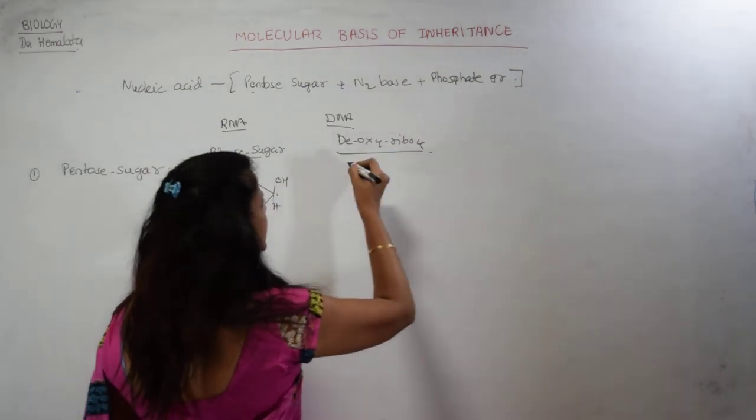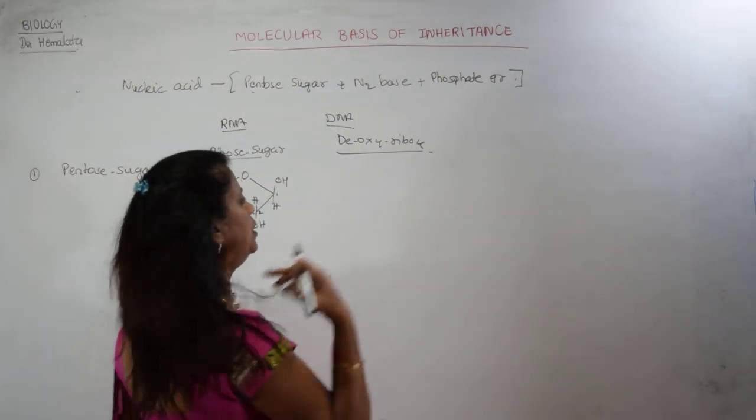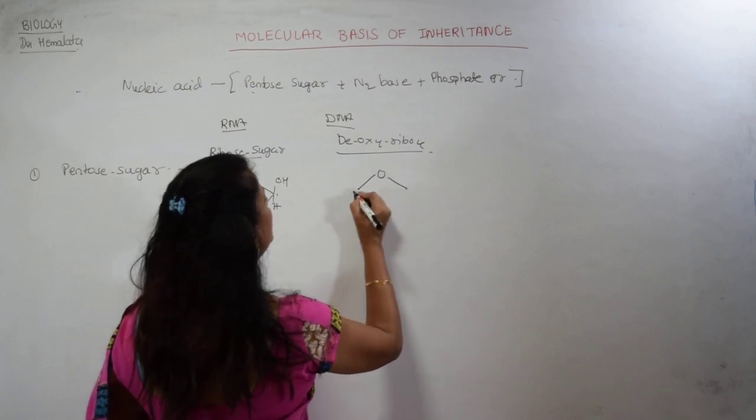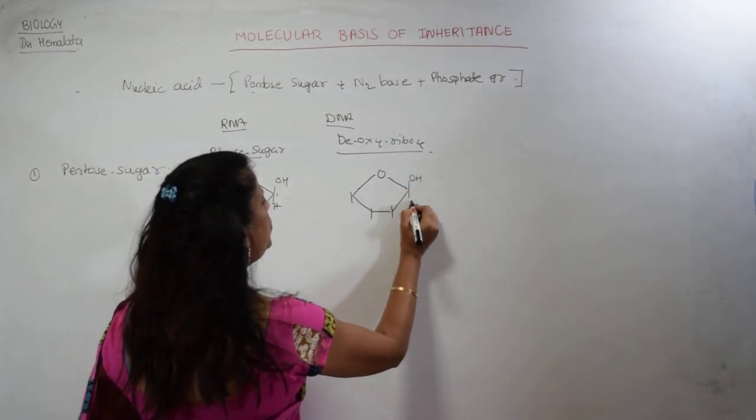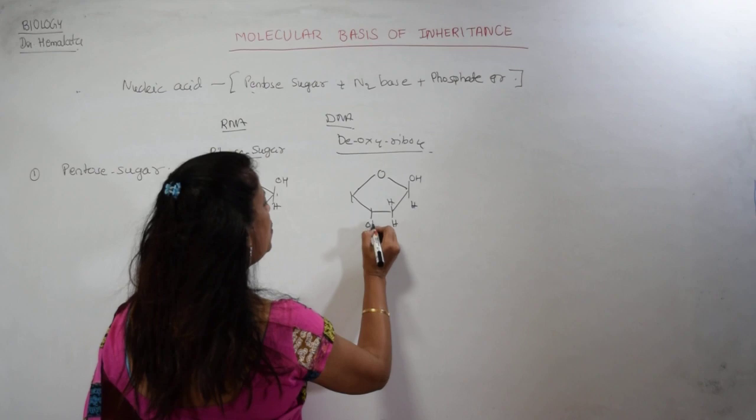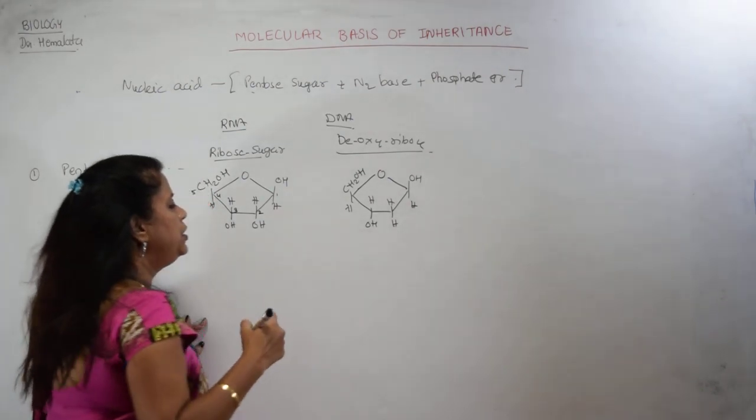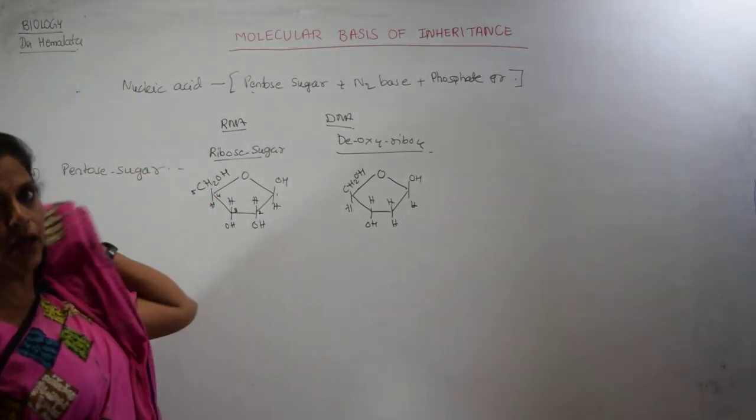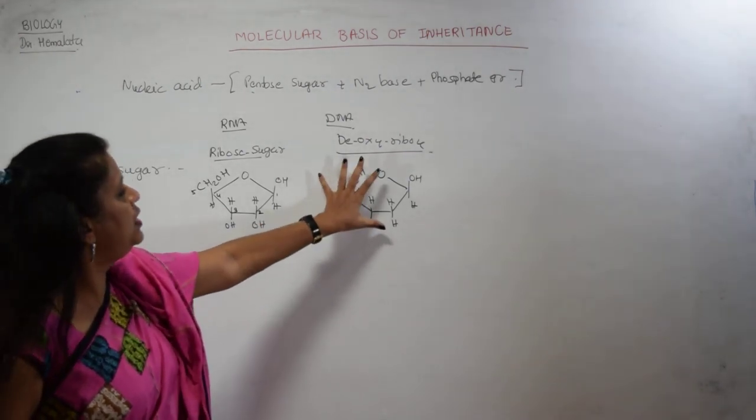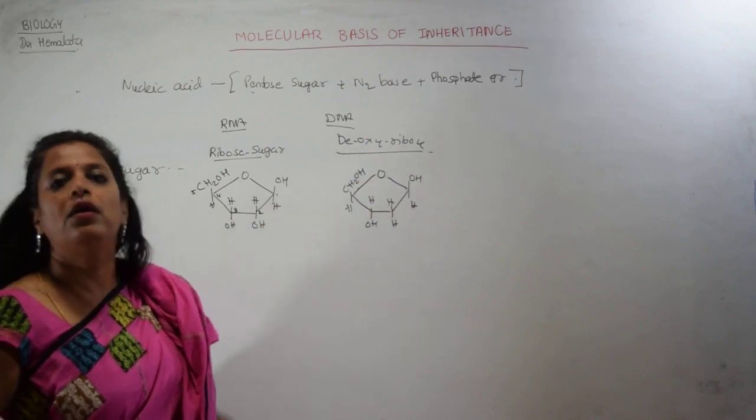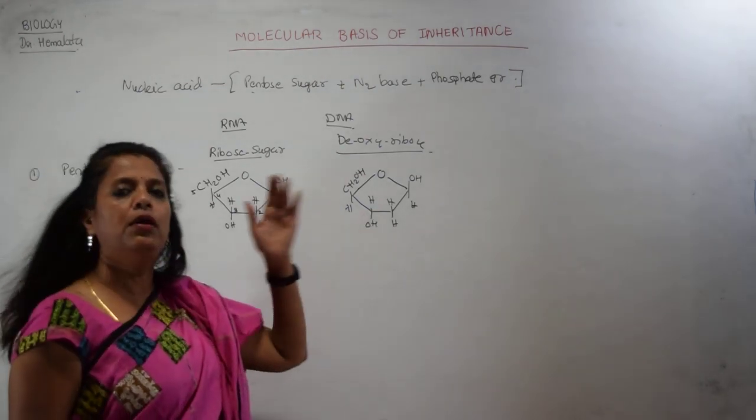What is the difference? Deoxy means there is no oxygen. From ribose sugar, you remove one oxygen. Again, I am writing the same thing here, but you have to make out the difference. Here is an OH group, here is H, here is H, here is H, here is an OH group, here is H, H and CH2OH. Which carbon lacks an oxygen? See here, the second carbon has OH in ribose and H in deoxyribose. Therefore this sugar's name is deoxyribose sugar. The sugar having less oxygen than ribose sugar is deoxyribose sugar.